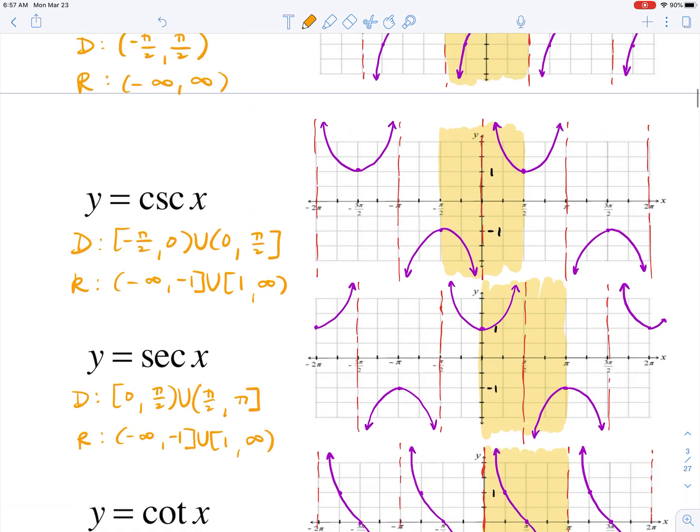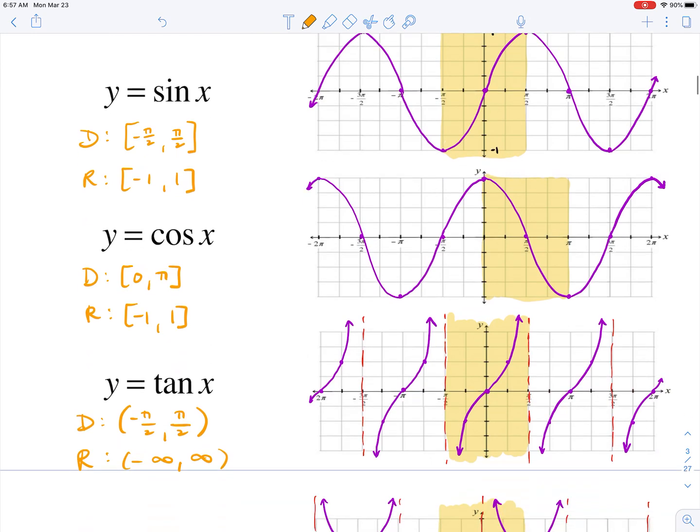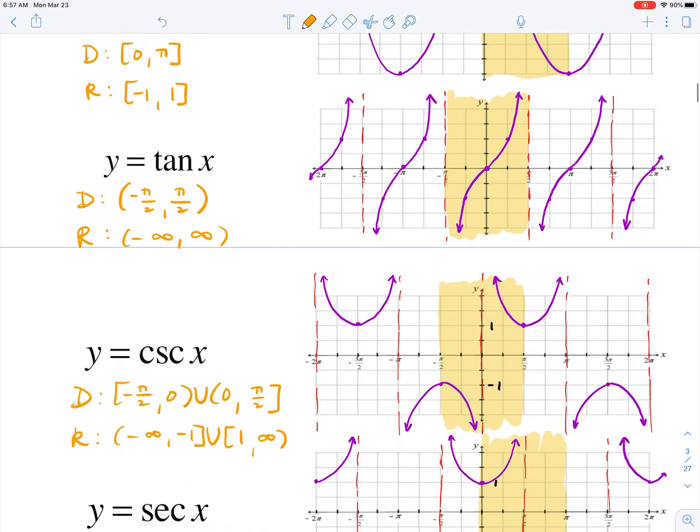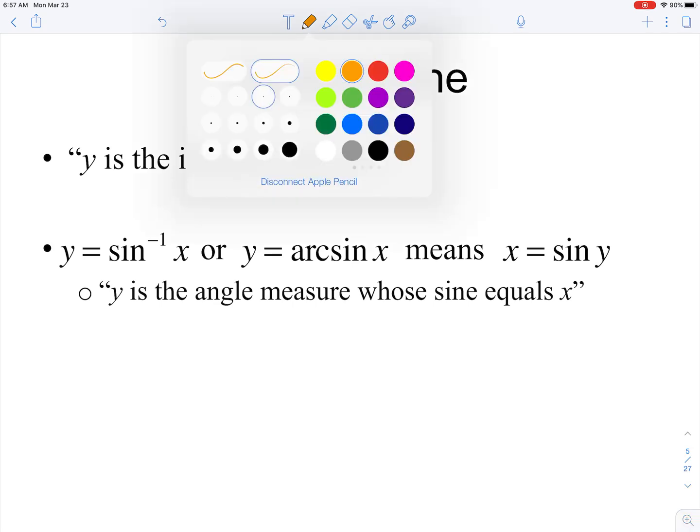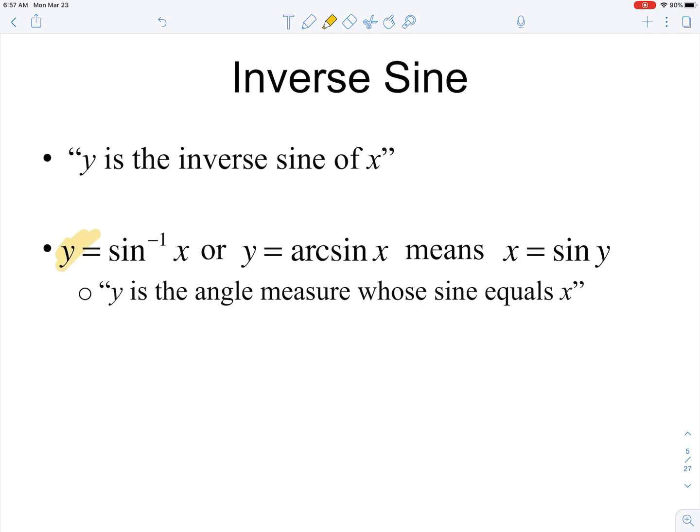So we're going to look a little bit closer at inverse sine, inverse cosine, and inverse tangent right now. And then in the second part of section 6.5, the second video, we'll take a deeper look at the other 3 inverse trig functions. Okay, inverse sine. The equation of inverse sine, I have it written down here, with the 2 different notations.